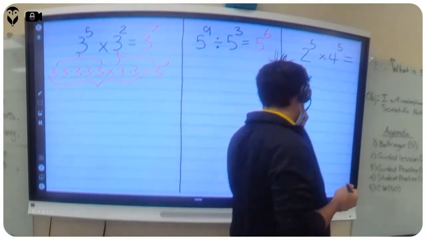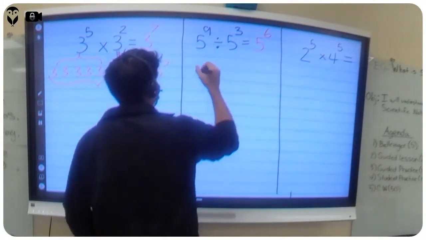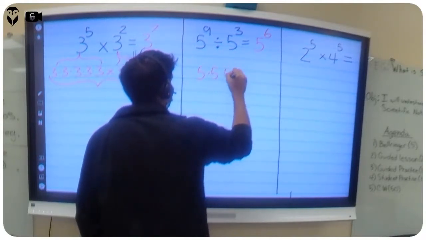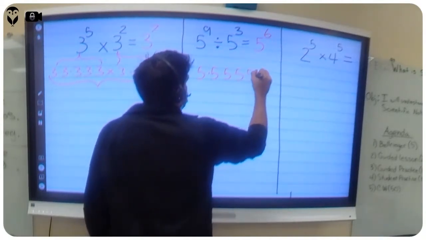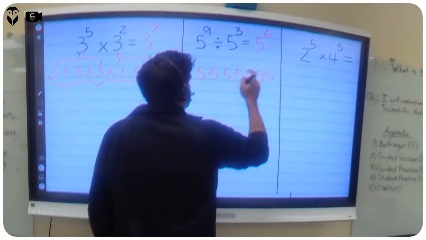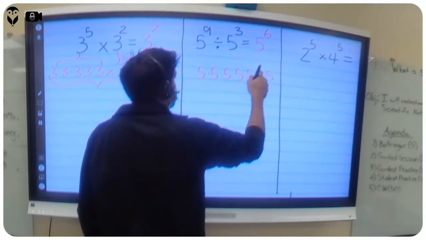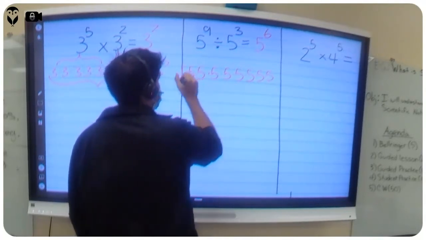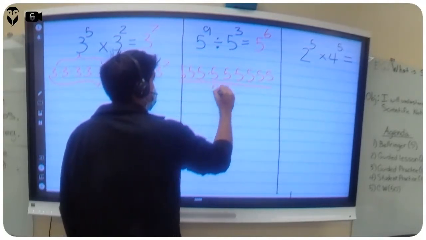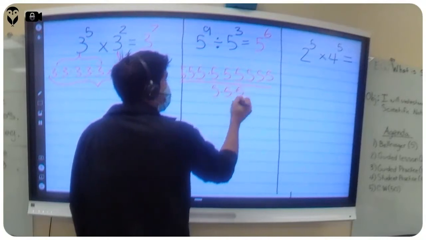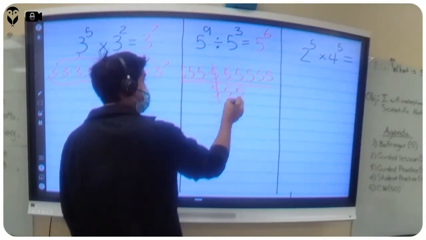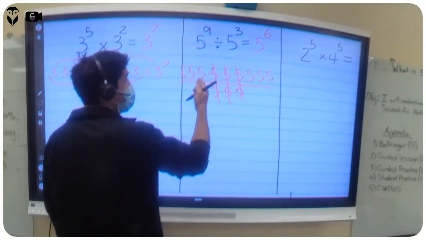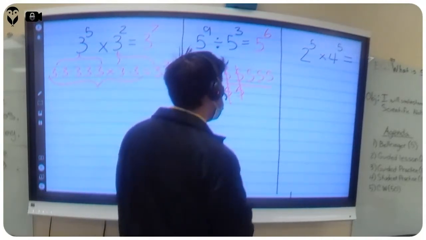So we're going to say this is 5 to the 6th power. Okay? Why does that work like that? So 5, there are 9 of them. 1, 2, 3, 4, 5, 6, 7, 8, 9. Divided by 5 three times, right? Now they cancel. These cancel each other out because we're multiplying and dividing. And then what's left is 6 fives. 5 to the 6th power.